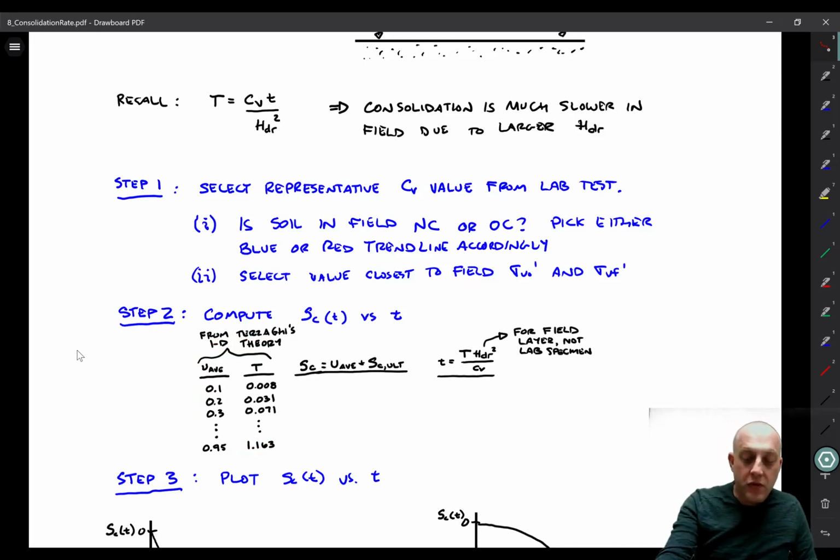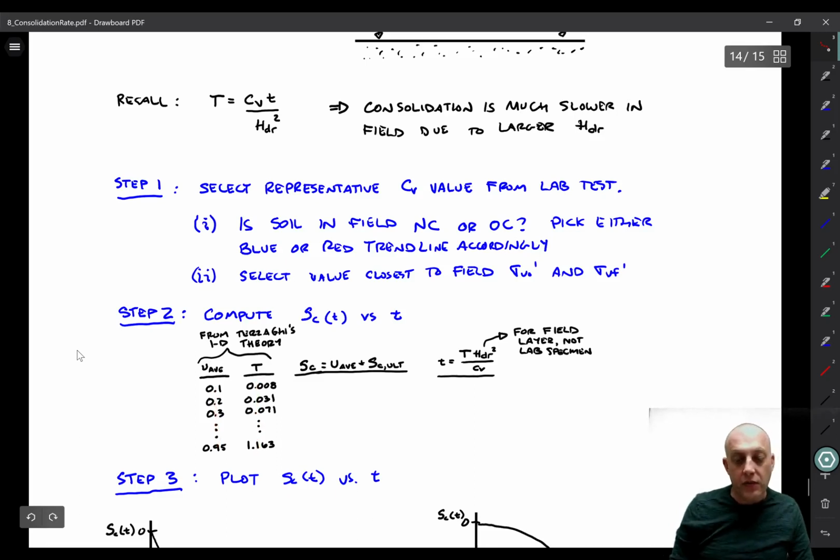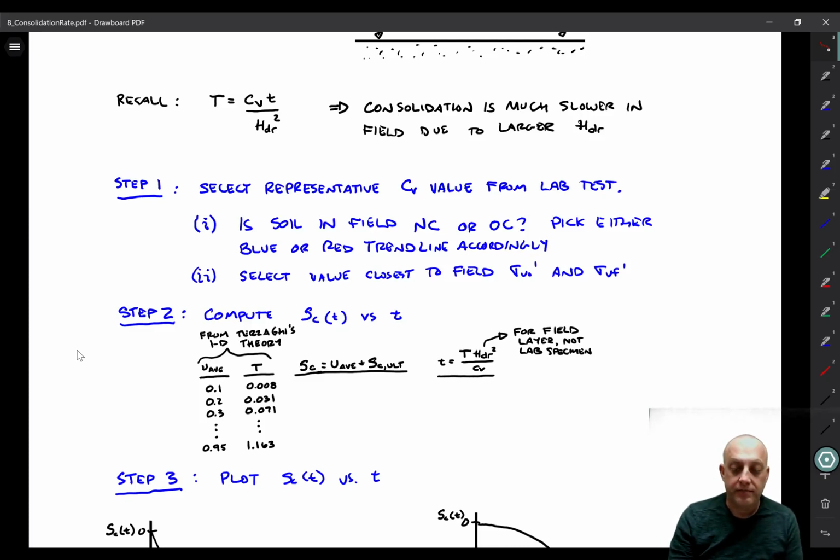One thing, if you do write equations for them, U average must be between 0 and 1. It can never go higher than 1. And then you can compute the time factors, or alternatively, you could put in a vector of time factors and then compute U average using the Taylor and Casagrande equations.